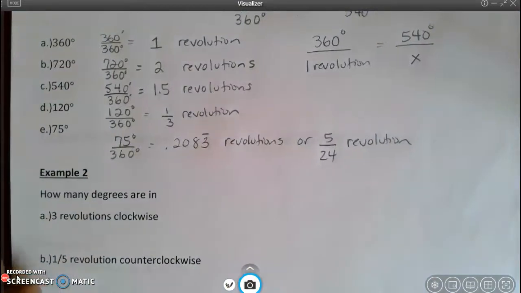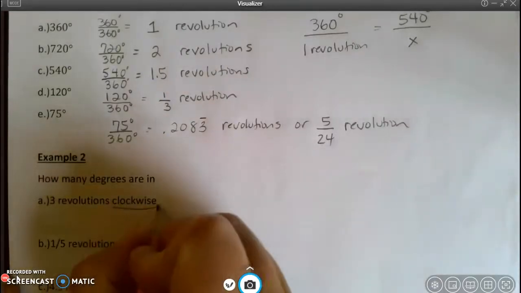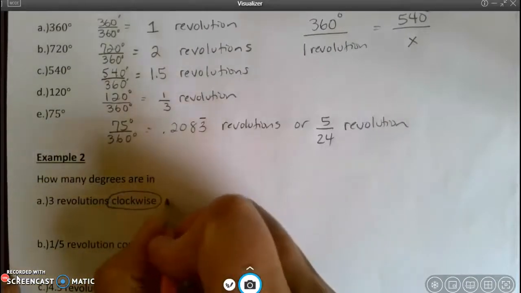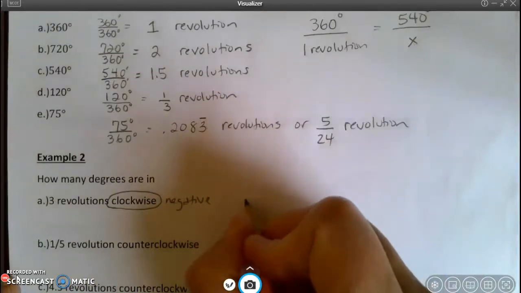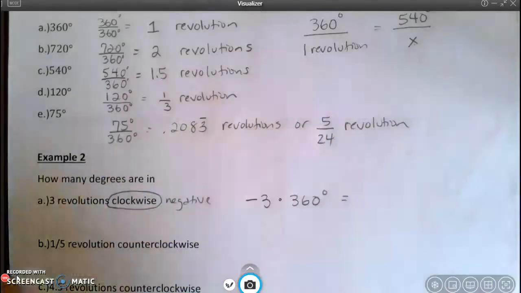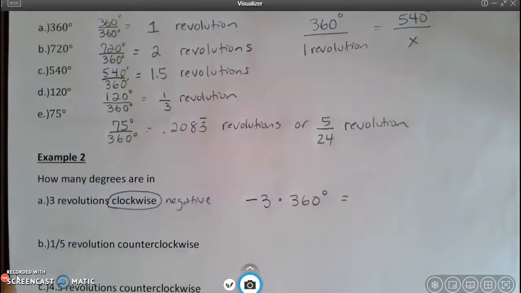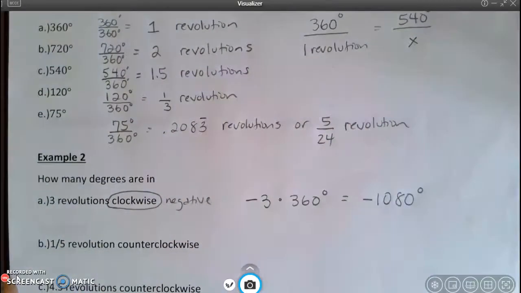Okay. All right, let's go to example 2. How many degrees are in 3 revolutions clockwise? All right, well, again, there's 360 degrees in 1 revolution. And since this is clockwise, I have to remember that my answer is going to be negative. So I'm going to have negative 3 times 360 degrees. I'm going to use my calculator, negative 3 times 360, and I get negative 1,080 degrees.